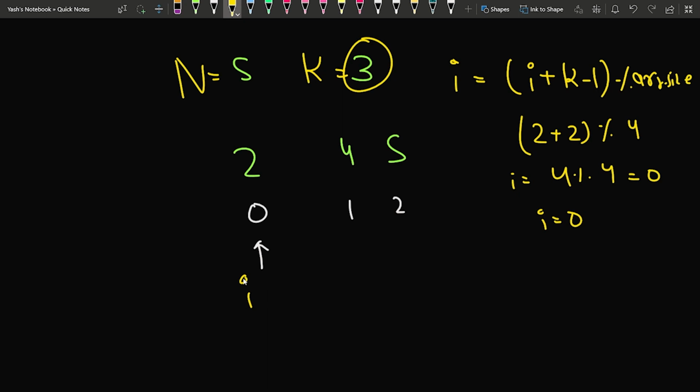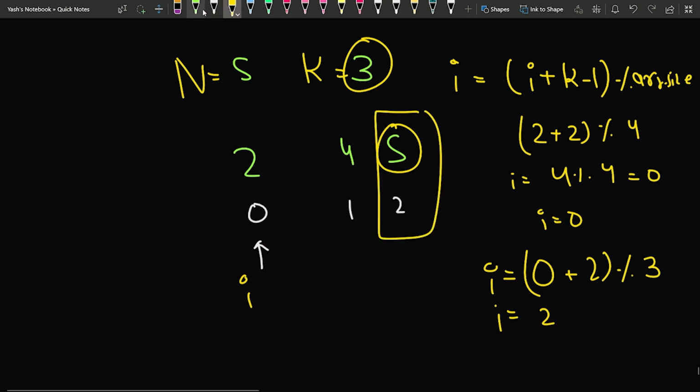After this, I can simply say that now I want to kill 5. So basically I is equal to 0 plus again k minus 1, which is 2, and I will take the modulo with the size of the array. What is the size of the array now? Size of the array is 3. So I will be equal to what? 2 modulo 3, that will be 2 only. So I want to kill this particular person. After that, I'll kill nothing but 5.